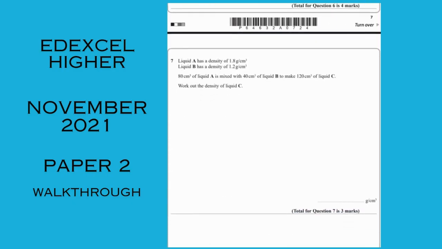Question 7. Double-barreled compound measures, density, mass, volume, whatever you want to call it. So, definitely write down your DMV. But then let's look at liquid A. So we are told the density, we're told its volume. To work out mass, you multiply density and volume. So mass of A is 1.8 multiplied by 80. I get 144 grams.